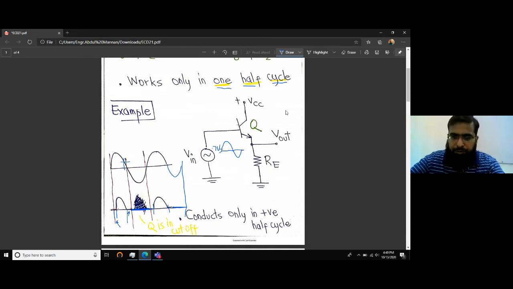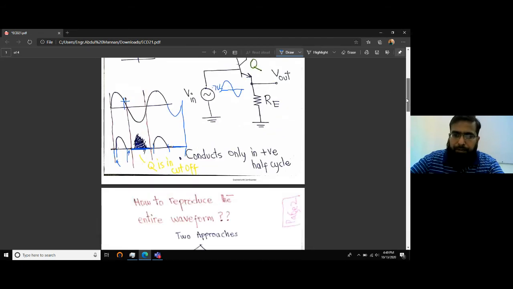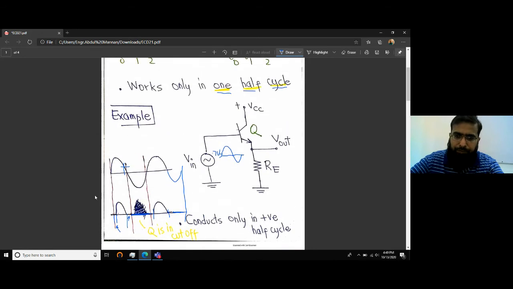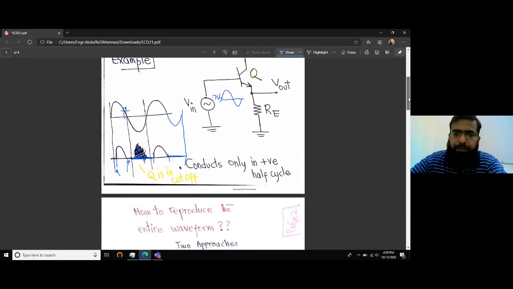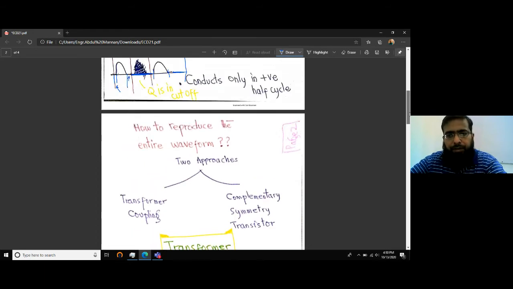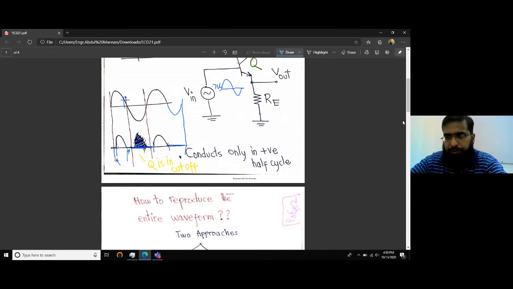It's very simple. If you know some basics of BJTs, you can straight away draw this output waveform. Then how to reproduce the entire waveform, because we get only one half of the waveform at the output? During the positive half cycle, we get the output. During the negative half cycle, we get nothing. So how to modify this Class B amplifier so that we get the output during both the positive and the negative half cycles? How would you do that? That's simple. There are two approaches to solve this problem, the problem that we get the output during only one half cycle.